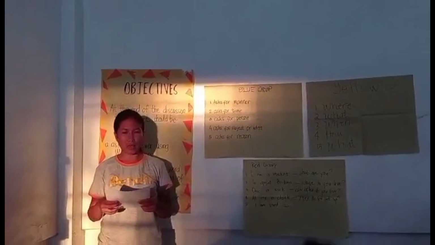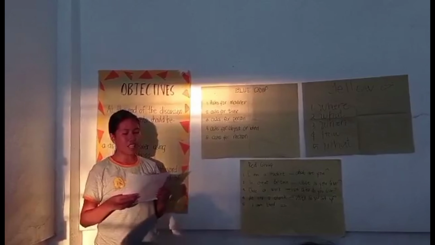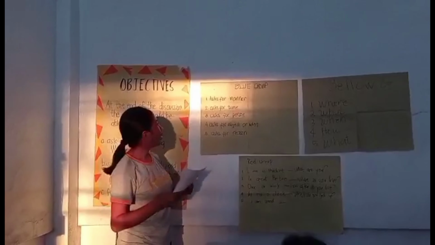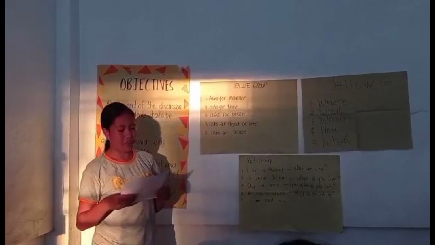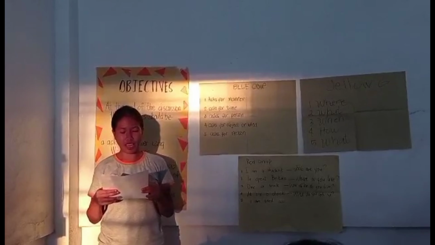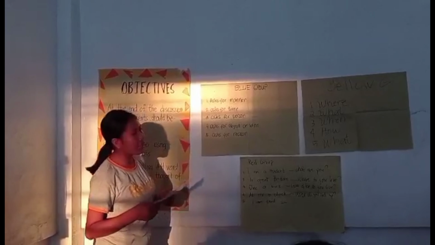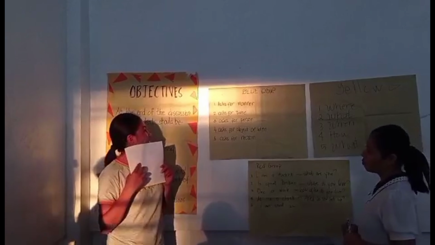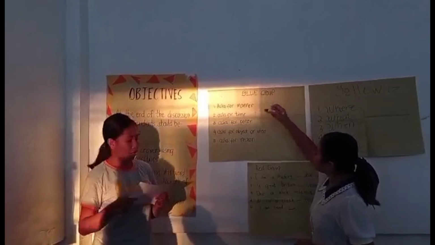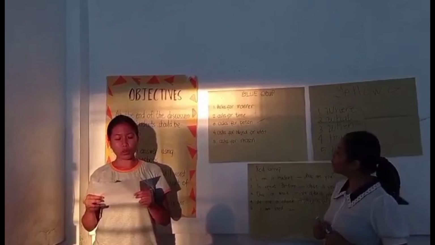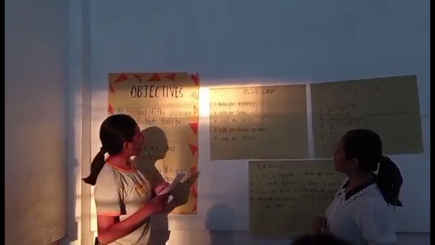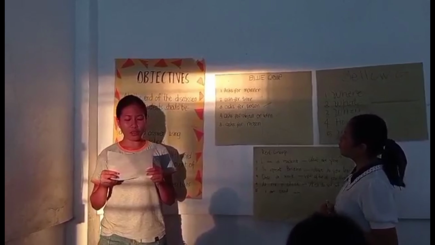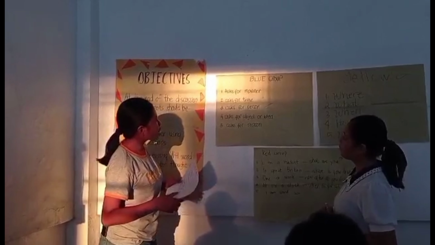Good morning, ma'am. Good morning, classmates. Our task is to write the functions of each question. Number 1, how are computers made? Ask for manner. 2, when is the deadline of our project? Ask for time. 3, who broke the flower vase? It asks for a person. 4, what will you do tomorrow? It asks for object or idea. 5, why are you going to school? It asks for reason.